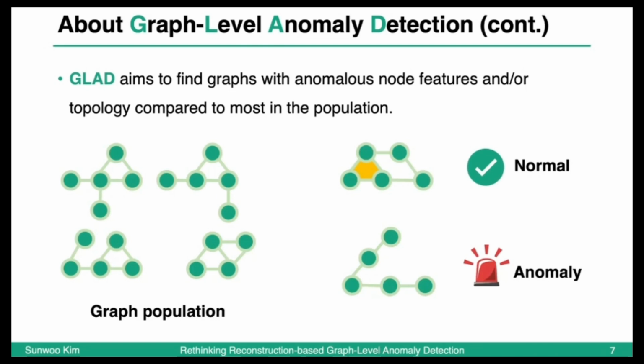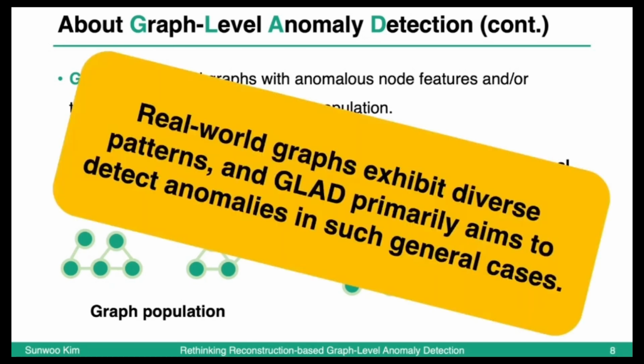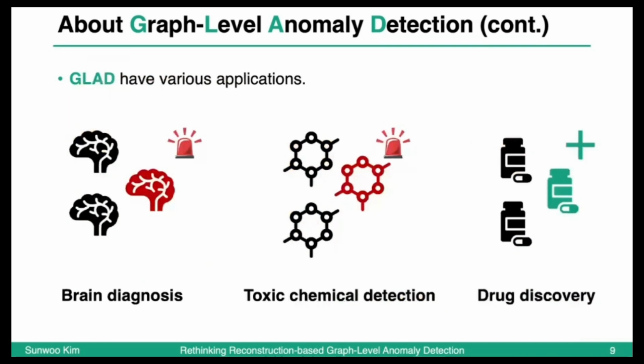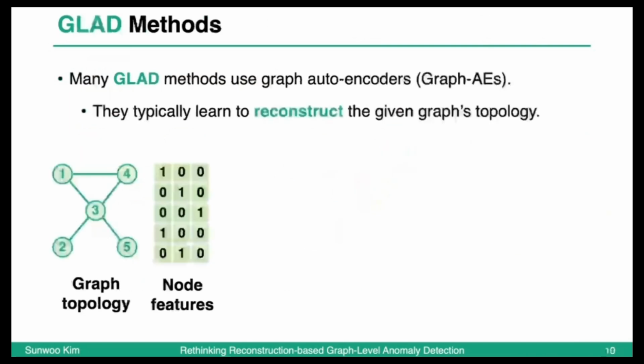In GLAD, we aim to find such anomalous graphs. Note that the triangle case is an example, and real-world graphs exhibit much diverse patterns, and GLAD primarily aims to detect anomalies in such general cases. GLAD has various real-world applications as shown in the slide.